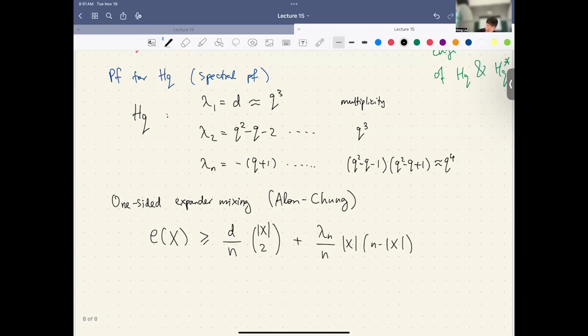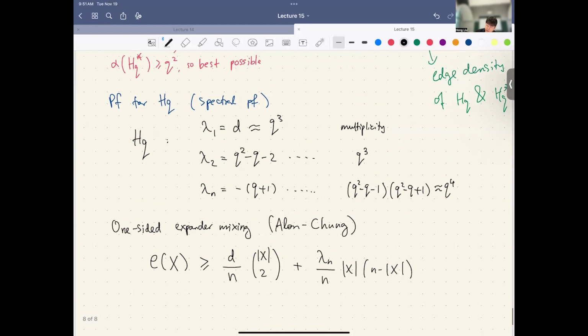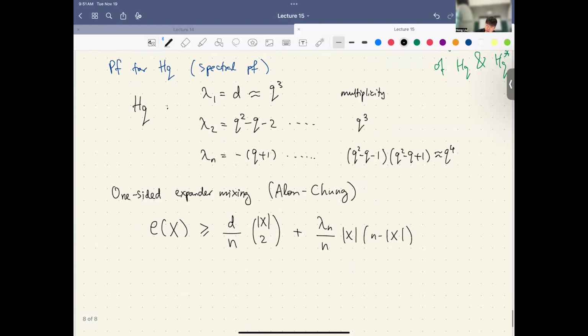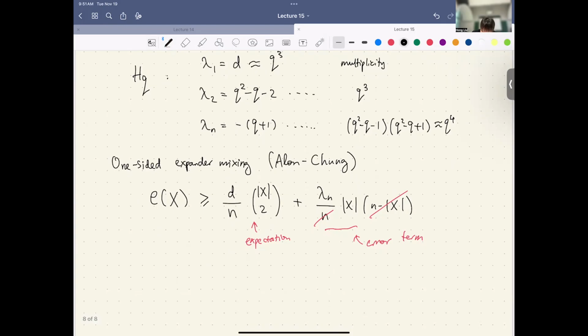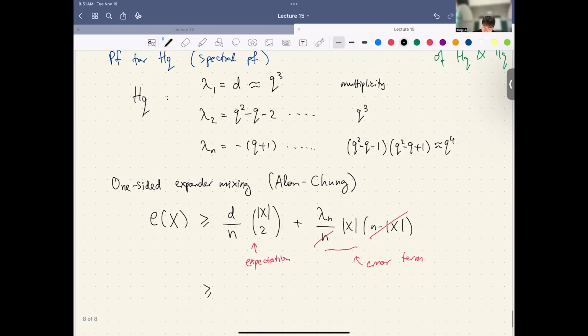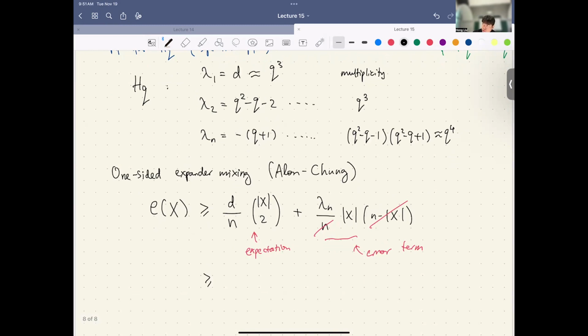Now, if we take X to be, so this term, you can think of this term can cancel out up to constant. So we want this to be error term. This is the expectation. Okay. And what do we have? You have E(X) is at least D over N. D is Q to the 3, N is Q to the 4. So this is 1 over Q X squared up to some constant.